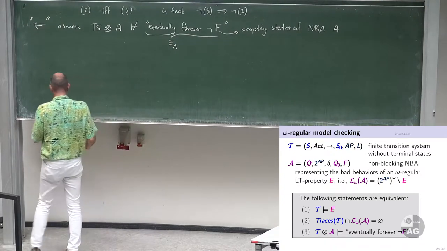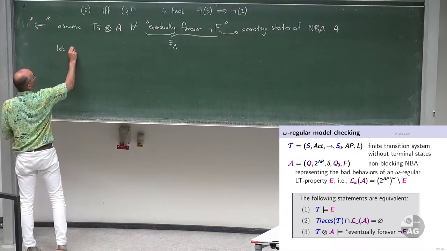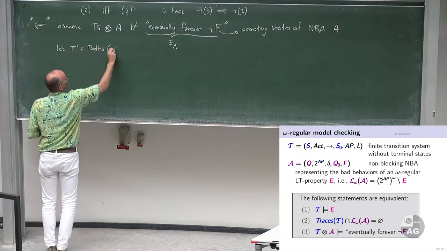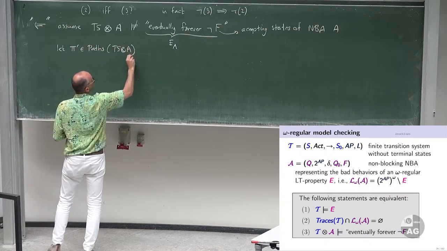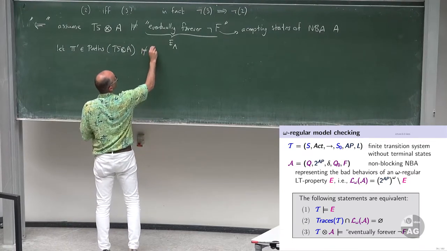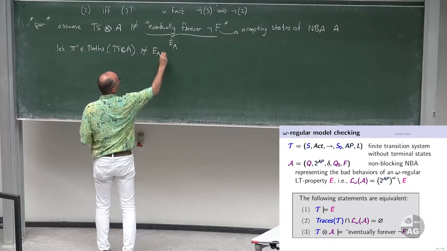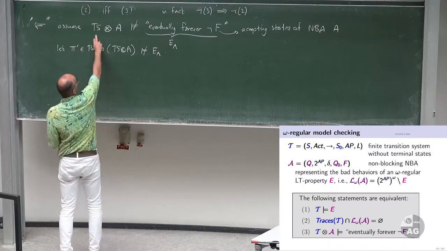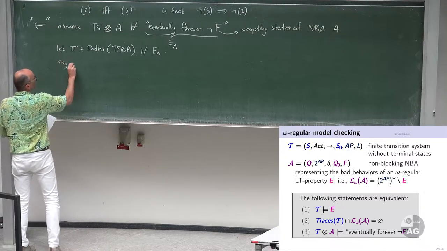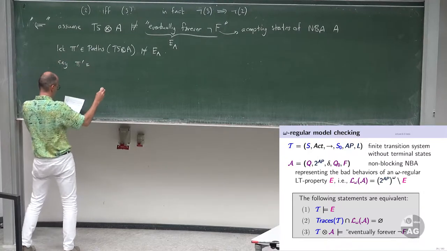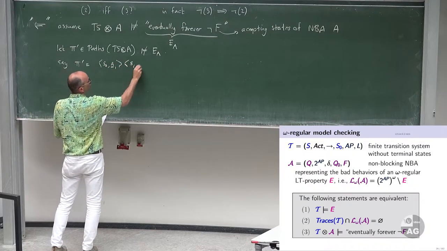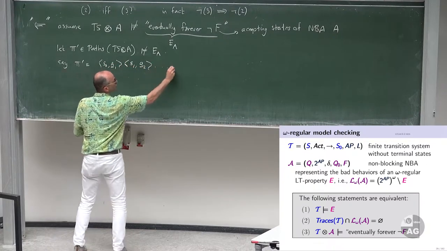Good. So now we take a path, pi prime, which is a path in this product. And this violates this property E A. Such a path must exist because otherwise this would not hold. Say pi prime is something of the form S0Q1, S1Q2, dot dot dot.